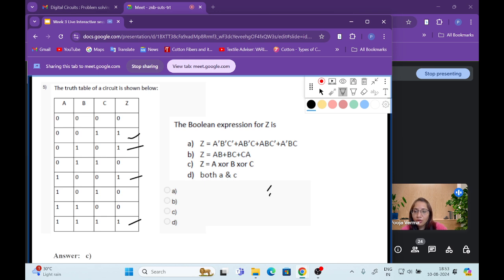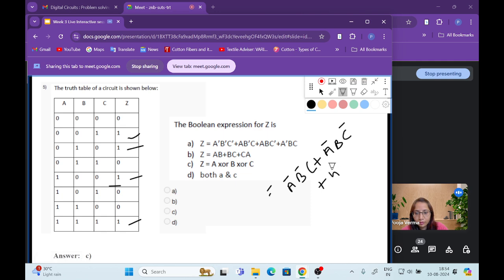So for the output Z, we need to check the corresponding variables. So at which place is the output 1? At 1 the output is 1. So what do we write? A bar, B bar, C, right? For this one. Now next, where it is 1 at 2. That means A bar, B, C bar, right? Where is the next one in the output, in this place.